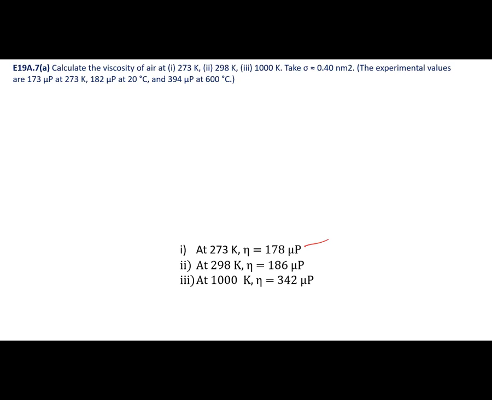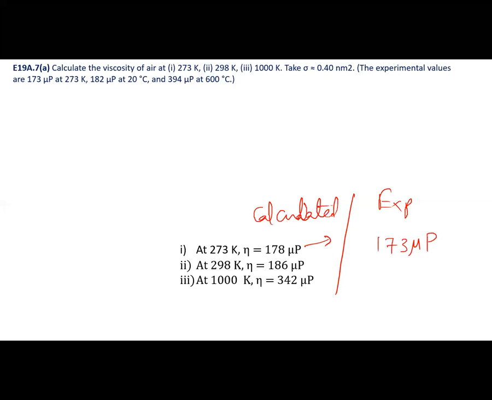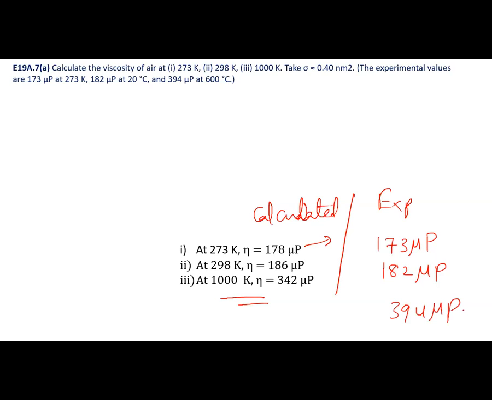Another challenge here is that we are given these calculated values, but we are also given the experimentally determined values. This is the experimental. At 273 Kelvin, experimentally it was found to be 173 micropoise, and at 298 Kelvin it's 182 micropoise. Well, this is at 1000 Kelvin, but we are given at 600 degrees Celsius, which is 394 micropoise.